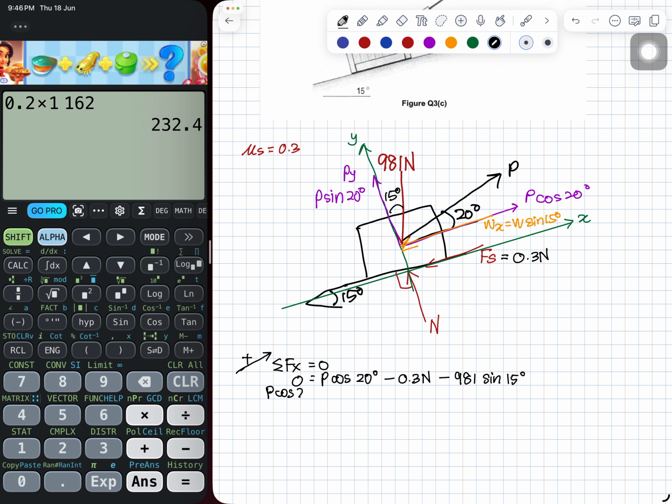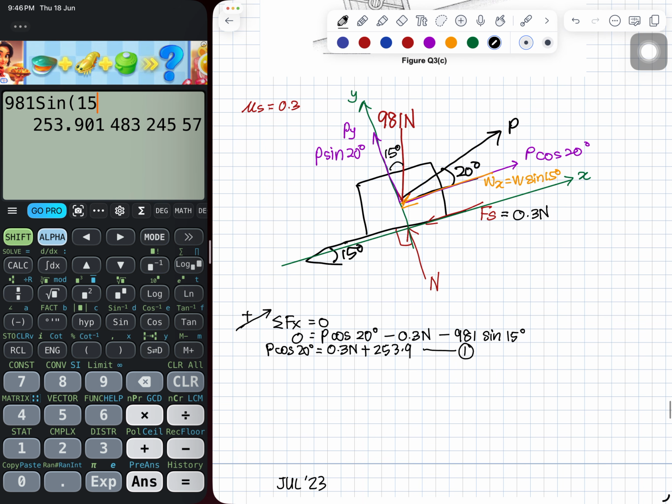So P cos 20 equals 0.3 N plus 981 sine 15, which is 253.9. This is equation 1. We cannot solve this one since we have two unknowns, N and P. Another equation is from the y-axis, summation of Fy equals 0.